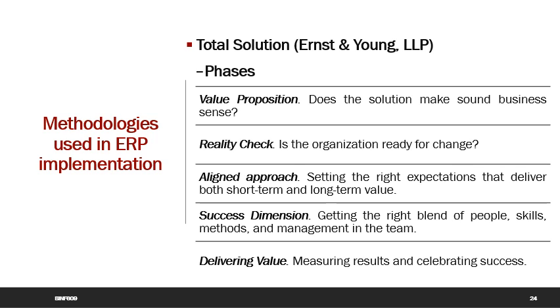The last phase is delivering value that measures results and success. A project that doesn't show any measurable results during the process is going to fail. So total solution methodology makes sure that every project pays continuous value shares all along the way and helps to minimize the risk of a change.